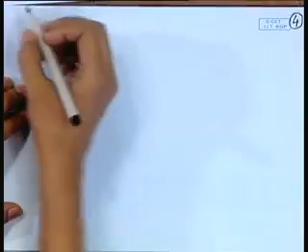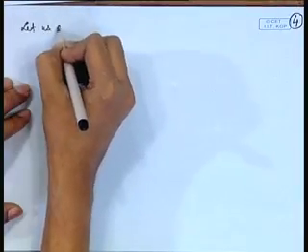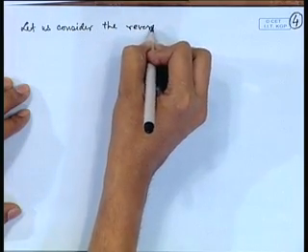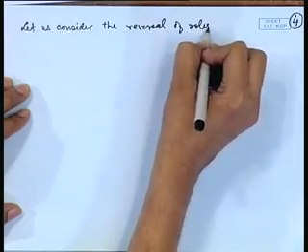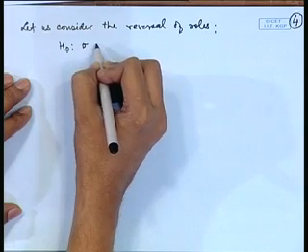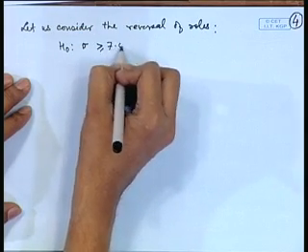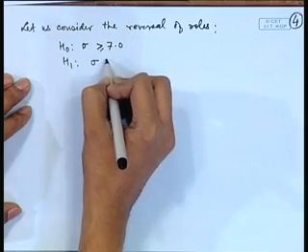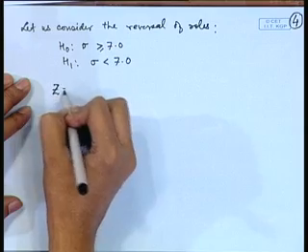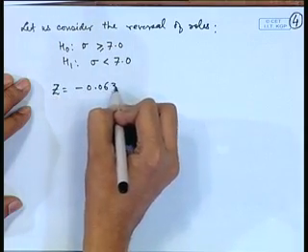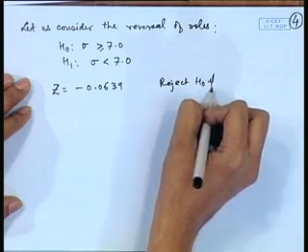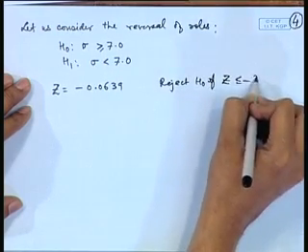We should be careful in the choice of the null and the alternative hypothesis. Let us consider the reversal of roles. Let us consider H naught as sigma greater than or equal to 7.0 against H1 sigma less than 7.0. Now, if you consider your Z value, that is minus 0.0639, we are saying reject H naught if Z is less than or equal to minus z alpha.